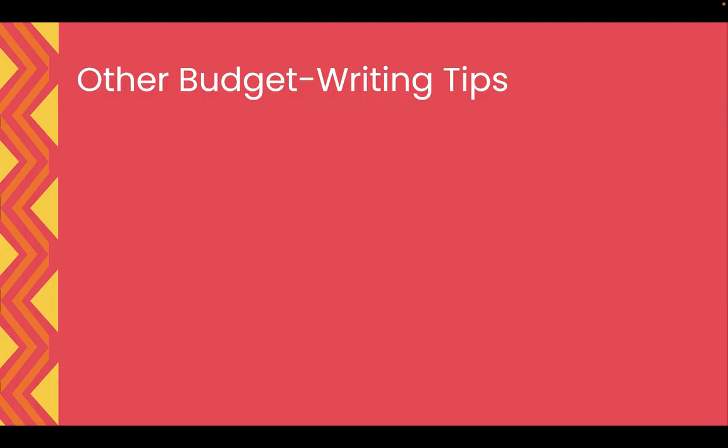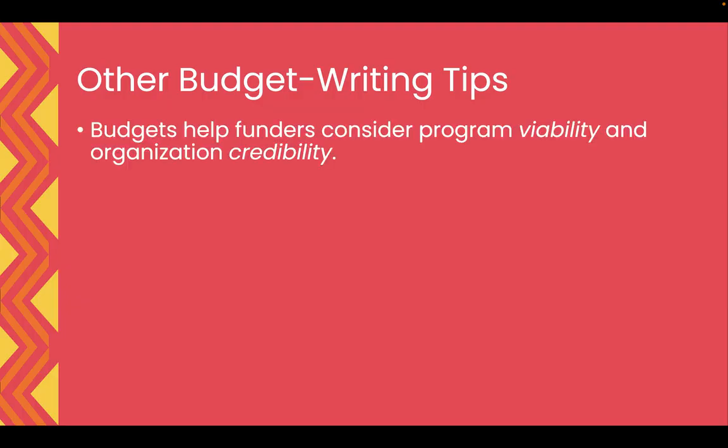Here are a few more tips to wrap us up. Budgets help funders consider your program viability and your organizational credibility. So viability is if you've got a very, very large program budget and you do not have any other source of funding besides your request to Summer Youth Program Fund, or you are only planning to ask Summer Youth Program Fund and you're going to go find another $80,000 from other funders that you haven't named yet, that's where we kind of have some questions about viability.